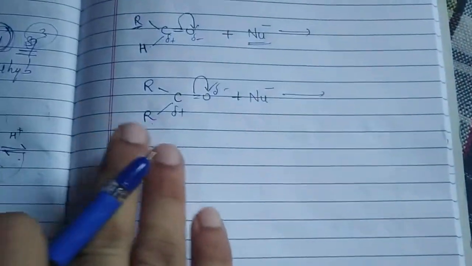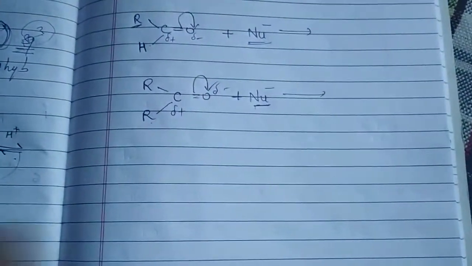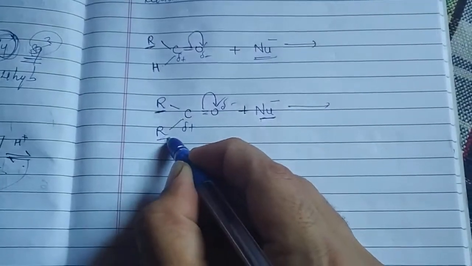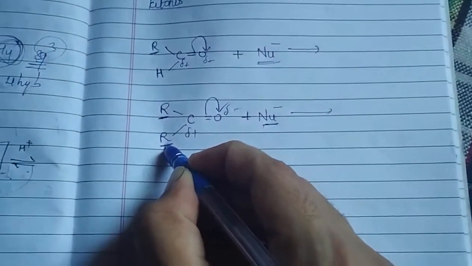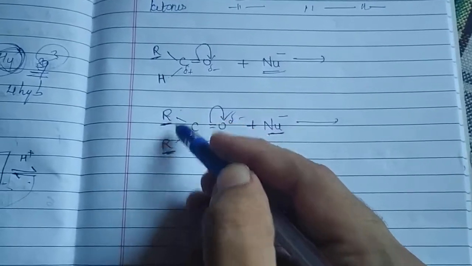When I talk about ketones, this is also electron rich. This is also electron rich. On top of that, here one more alkyl group is present. Which means what? There are two electron donating groups.